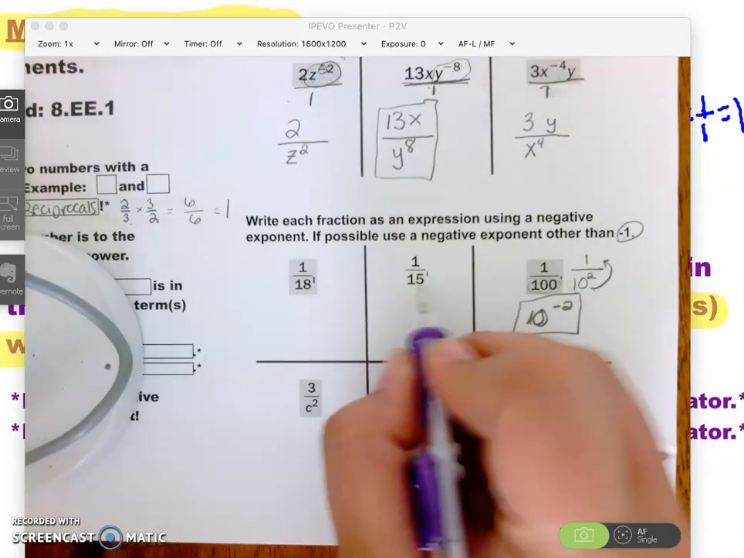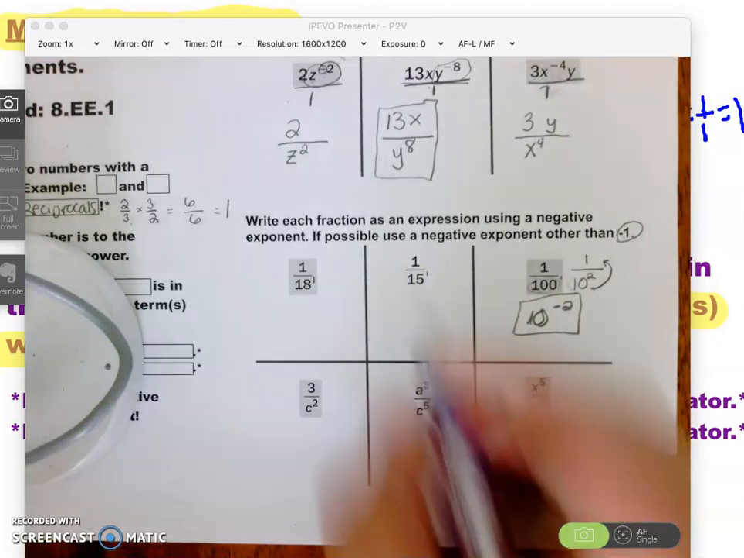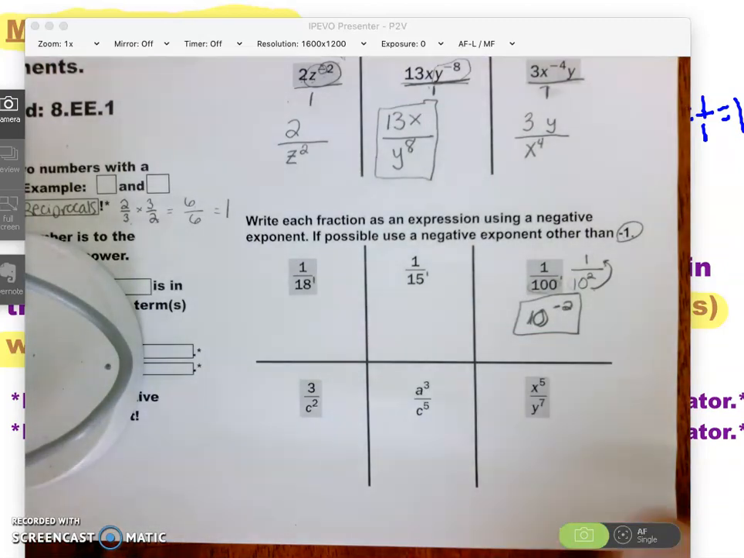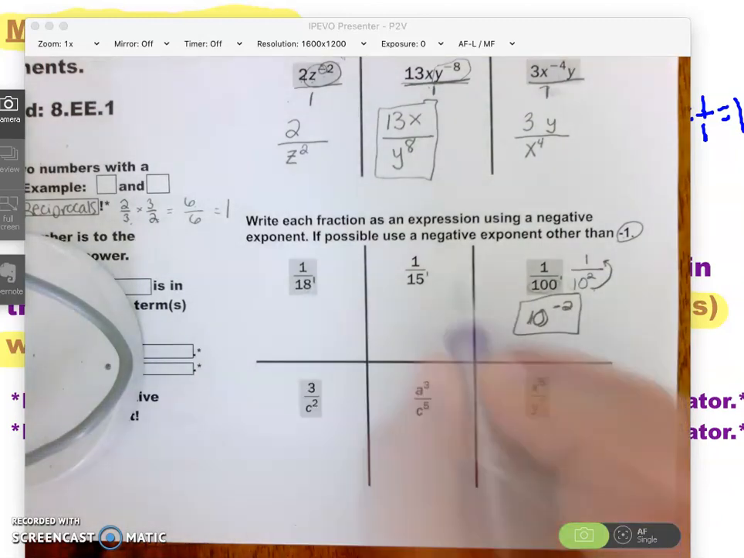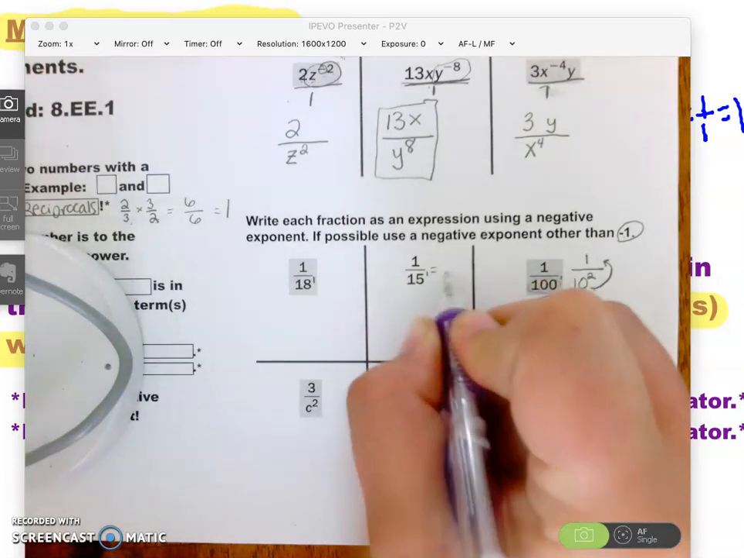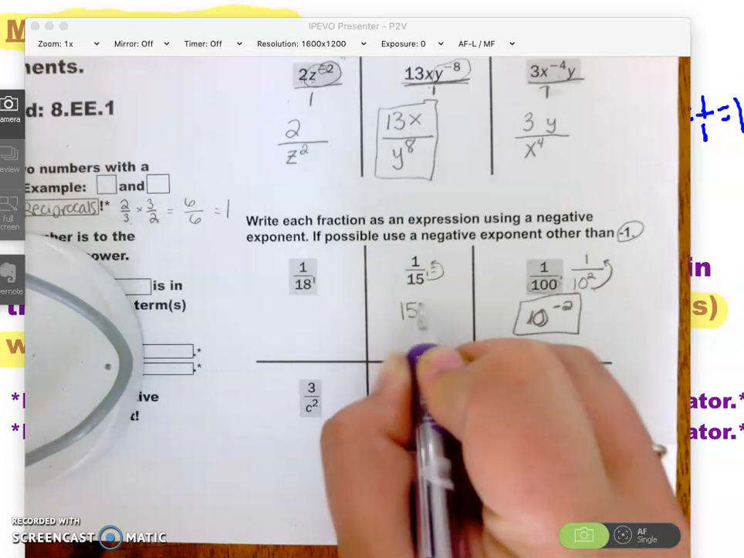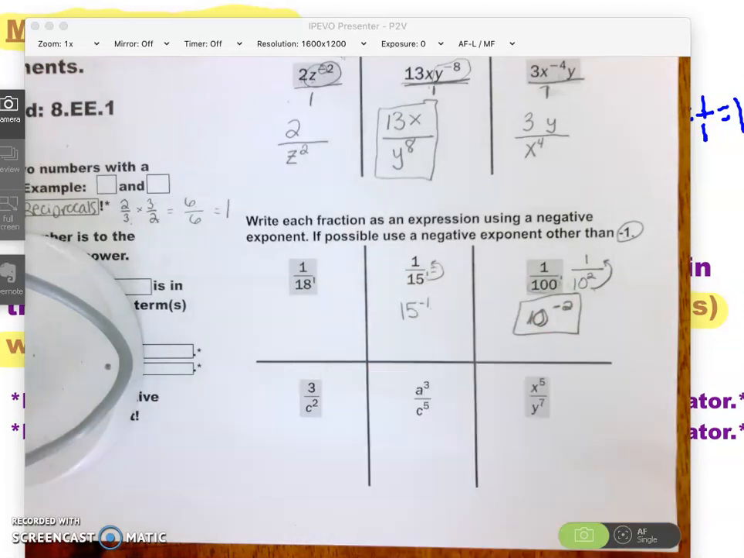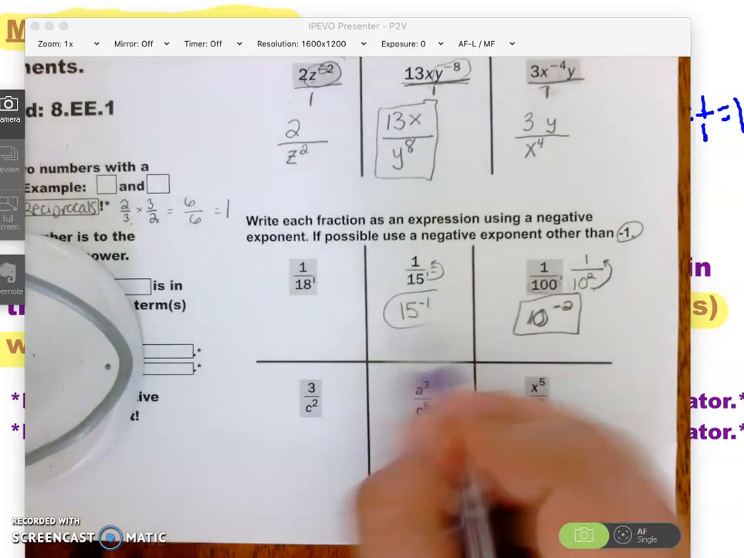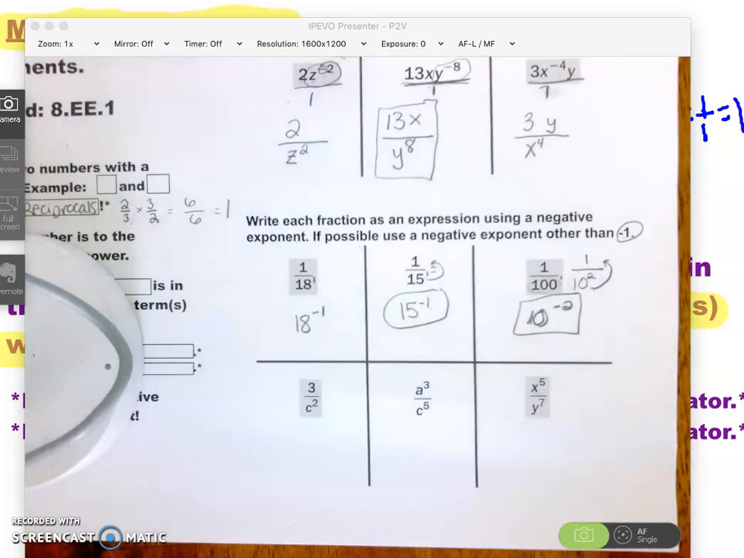Same with this one. Not that I can think of off the top of my head, there's nothing that multiplied by itself will get me 15. Because 4 times 4 is 16, 3 times 3 is 9. So these two numbers are not perfect squares. So I'm just going to move them to the top of the fraction, and by doing that I have to make that exponent of 1 negative. And there's my answer. Same with this one, 18 to the negative first power.